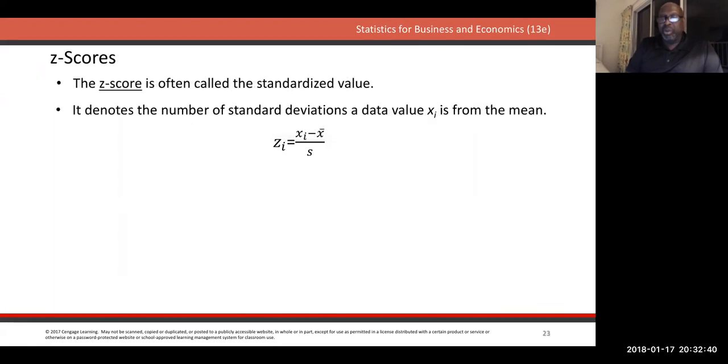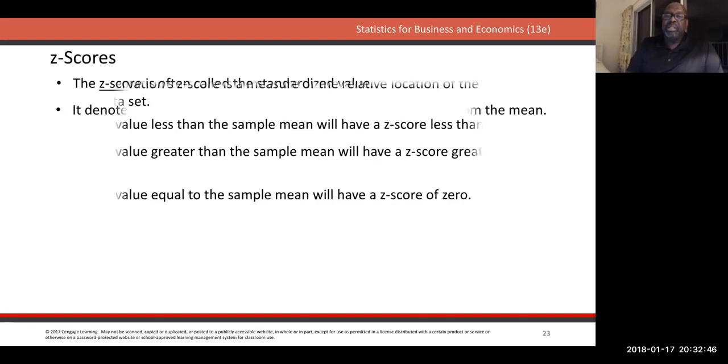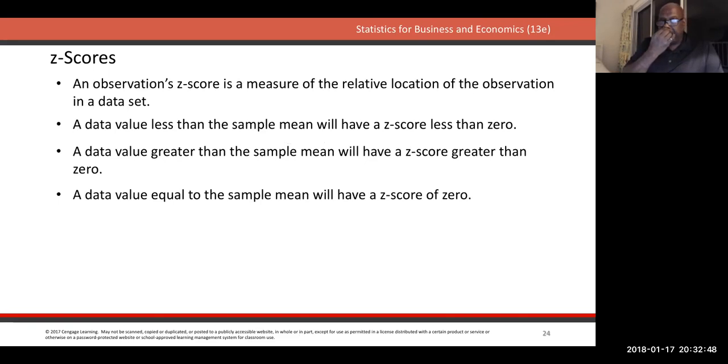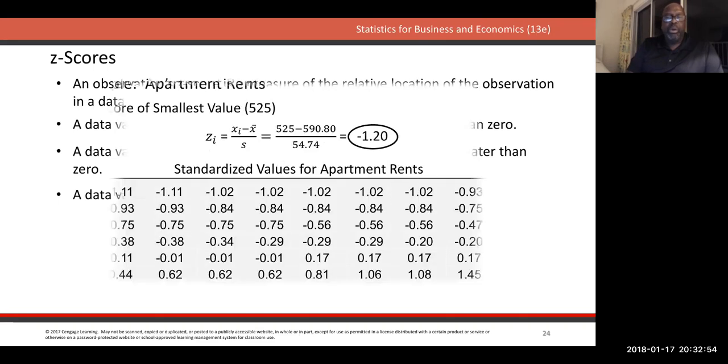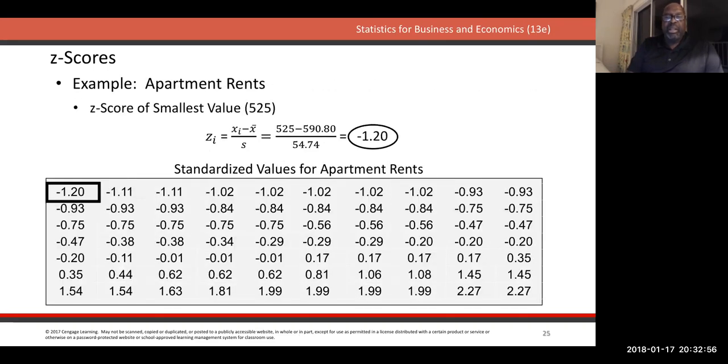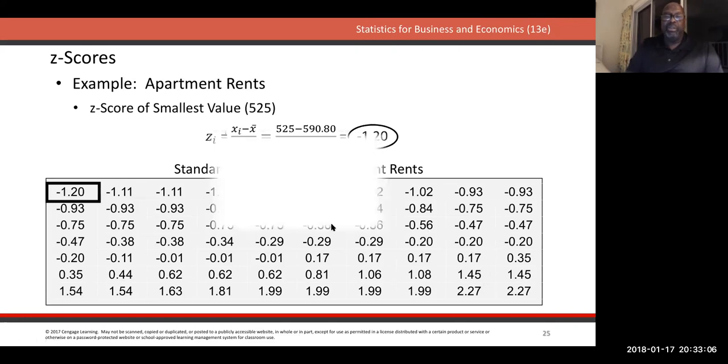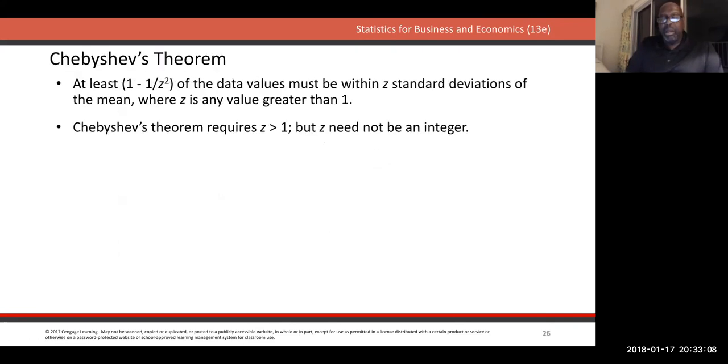Here's our z-score, xi minus x bar over s. It's called a standardized value, and it basically tells you how many standard deviations from the mean an observation is. You see a calculation right here. In fact, it was calculated for all of the values for the rents, and none of them are greater than 3. So therefore, none of those values are outliers.